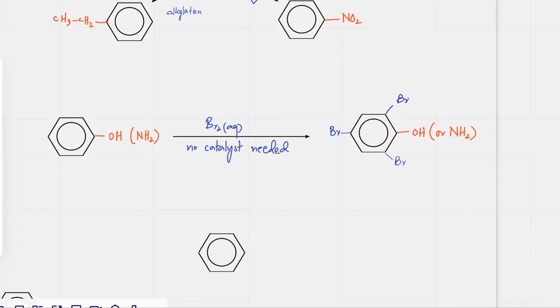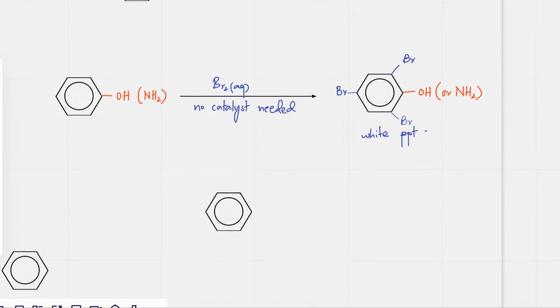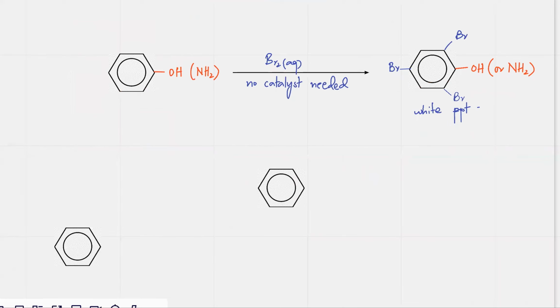And this one is a white precipitate, often used to identify phenols. So it's used as a test for phenols. And then you have 2 other reactions.